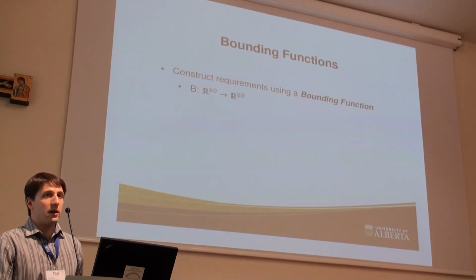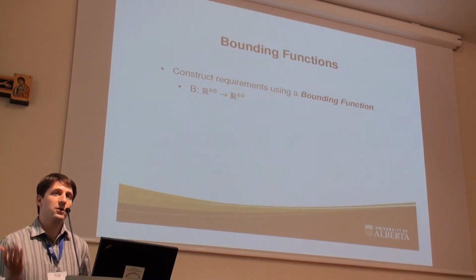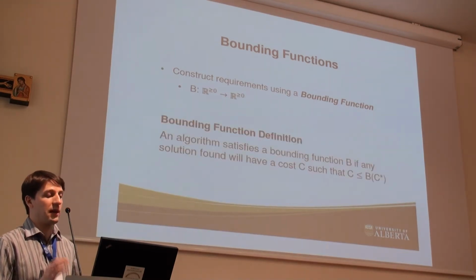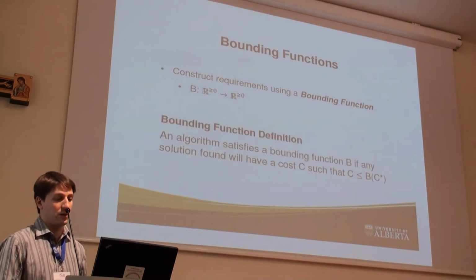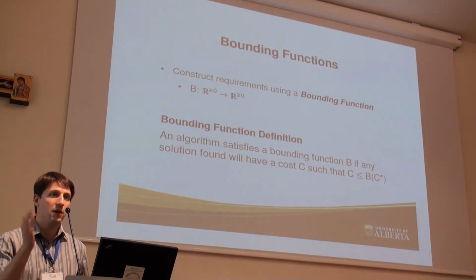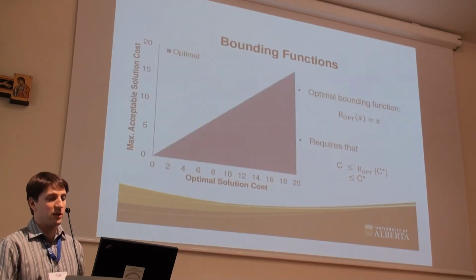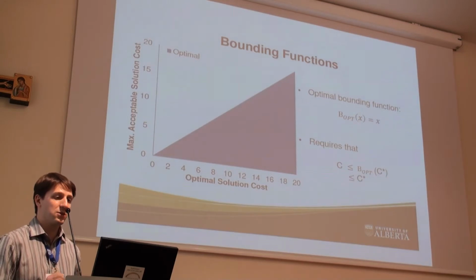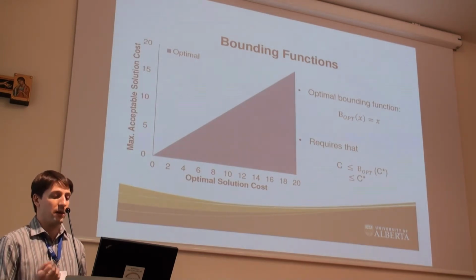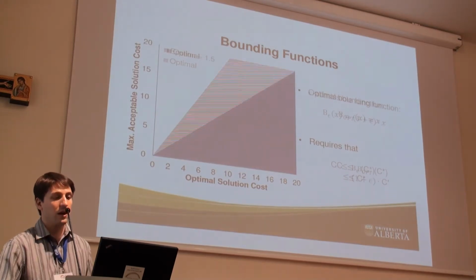The way we're going to do that is to define suboptimality in terms of a function. We're going to define a bounding function, which is just a function from the positive reals to the positive reals. We say that an algorithm satisfies a given bounding function if any solution it finds has a cost c such that c is no larger than b of c star. For optimal search, the optimal bounding function is just the identity function, because I'm requiring that c be no larger than b of c star, which in this case is in fact c star.